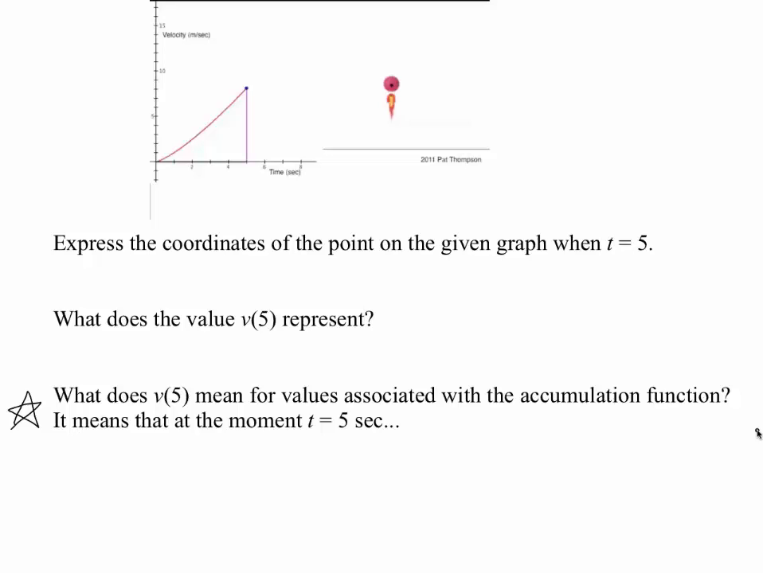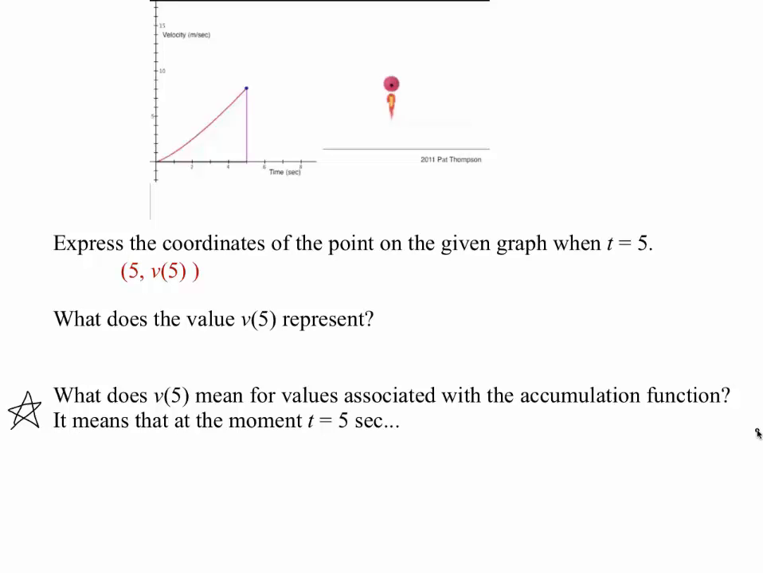This is the most important question, maybe of the whole last month. You should be able to articulate what's happening here. What does v of 5 have to do with the accumulation function? Okay, what are the coordinates of that point at t equals 5 on that graph? Yes, Joseph? He wants 5, v of 5. That's right. That's what you should have said. 5 and v of 5.